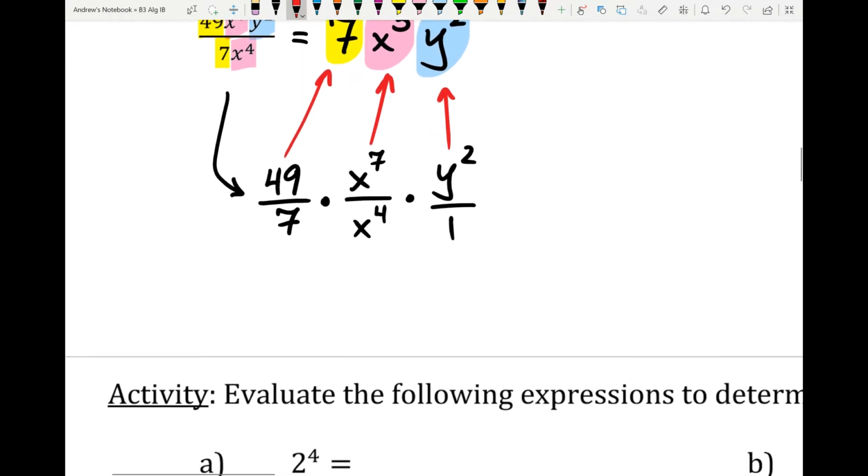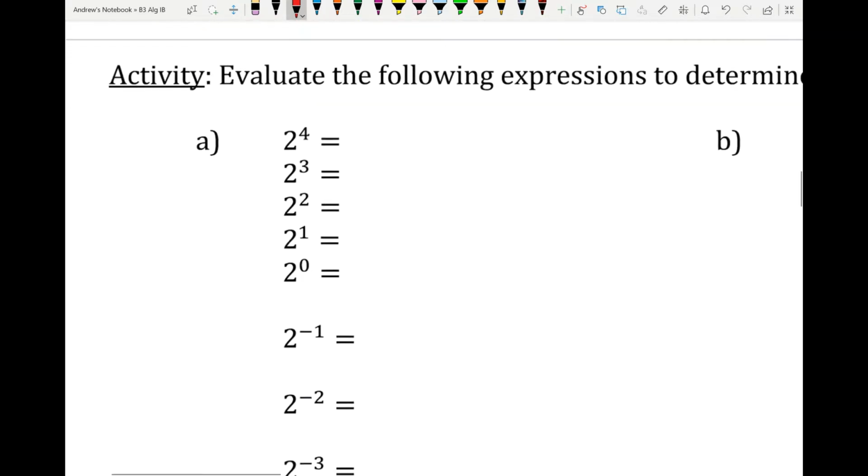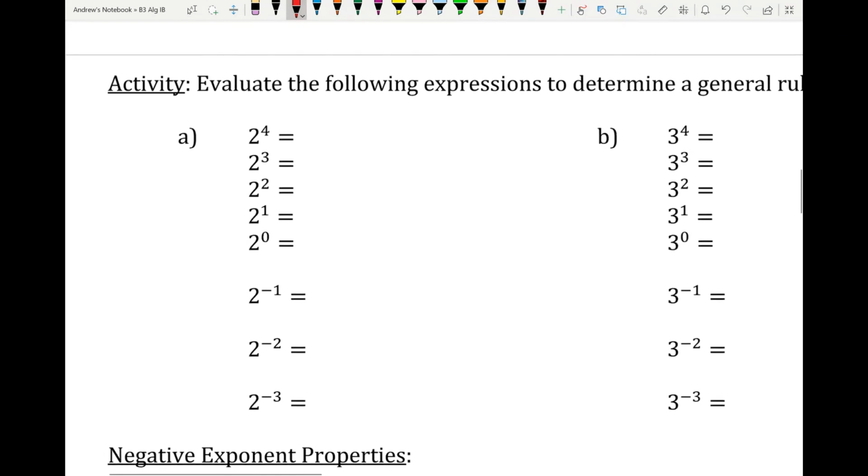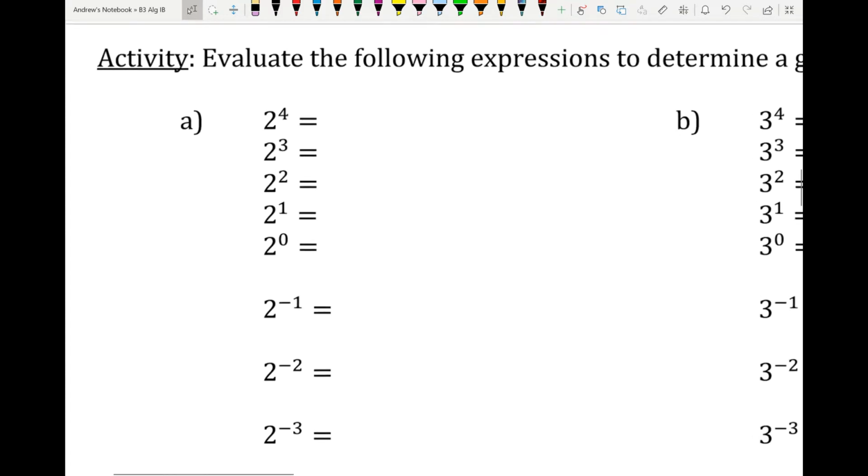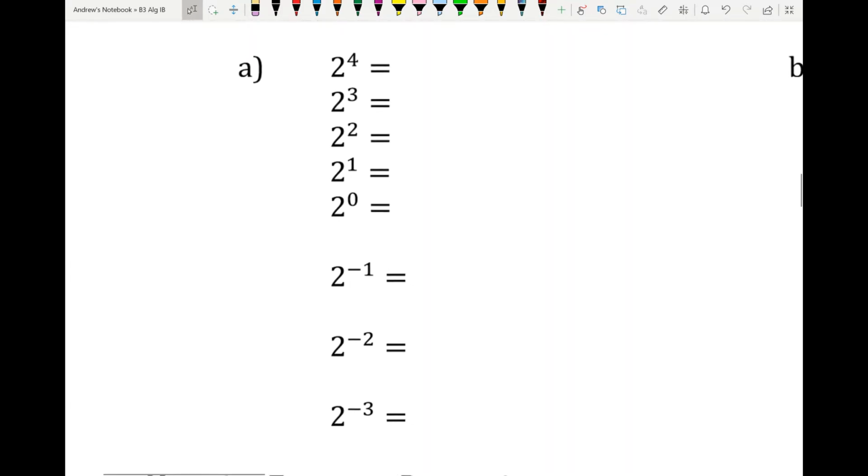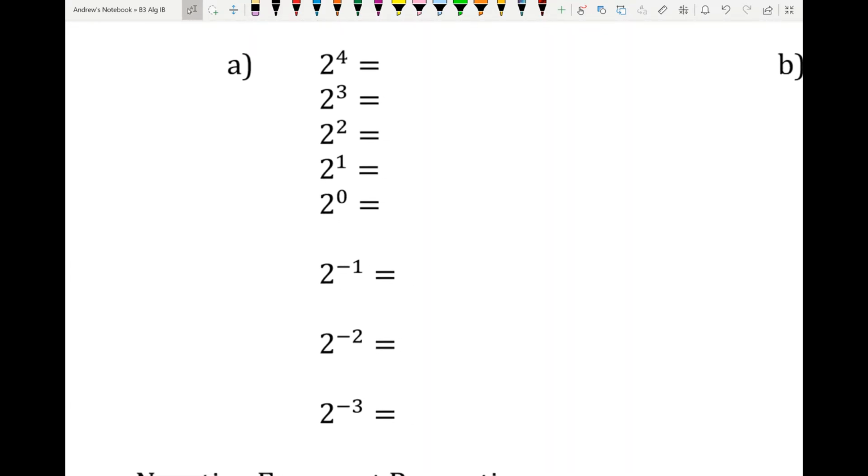Oh boy. Oh no. Oh gosh, this looks gross. So what we're going to do is try and figure out what the heck is going on when we have negative exponents. So let's start off with just this first piece here. I've got 2 to all these different powers.